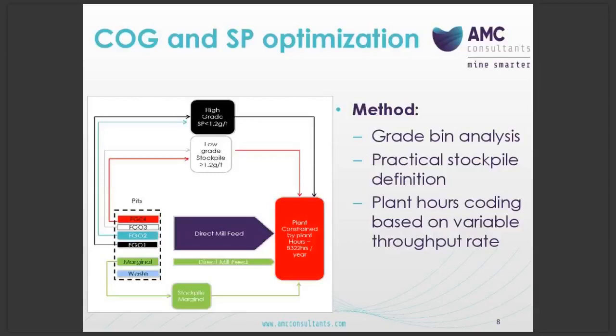And because we were dealing with variable throughput rates, the strategic optimizer was set up to maximize value by being constrained by annual planned operating hours, as opposed to mill feed tonnage in a more traditional case.